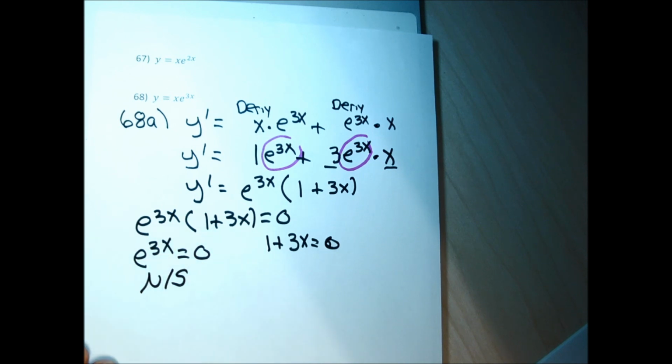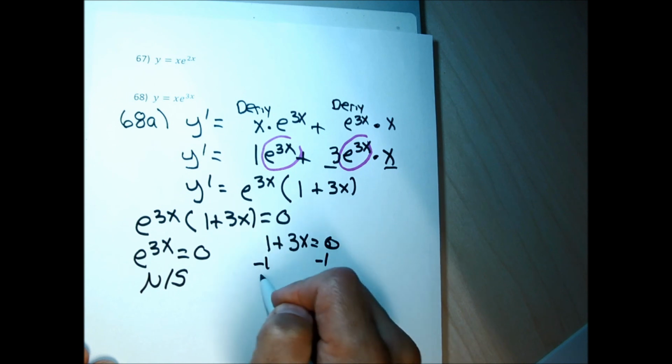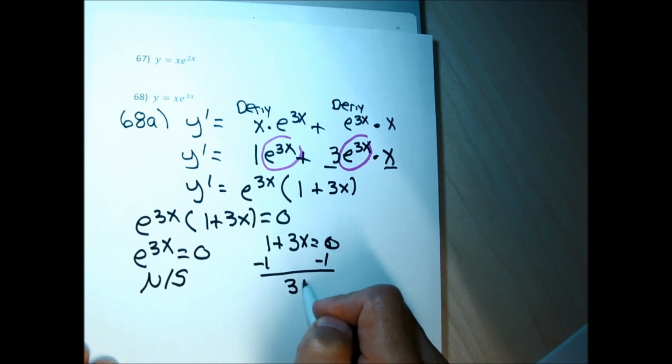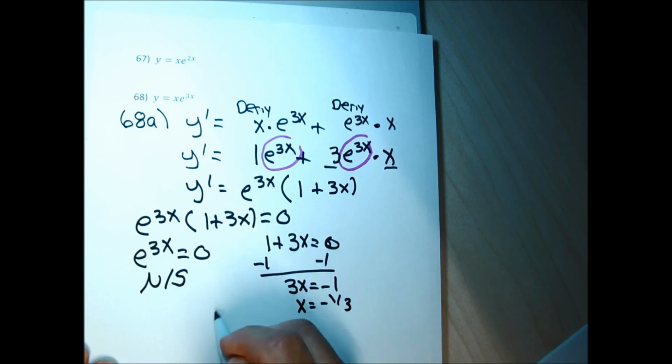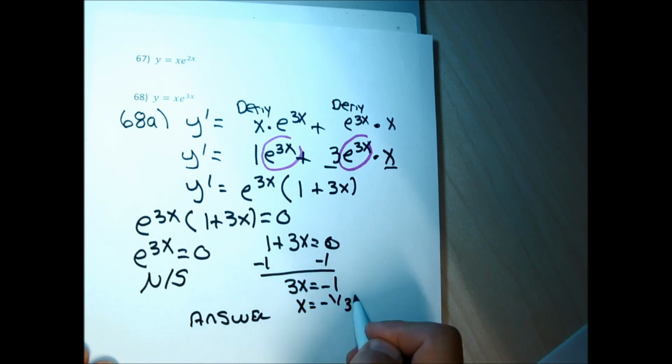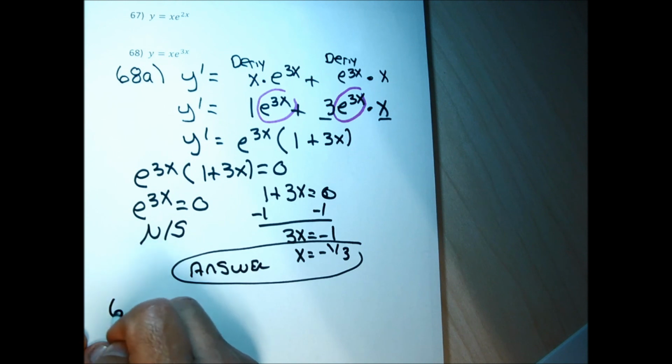E to the 3x equal to 0 has no solution. For the 1 plus 3x, I minus 1 from both sides and get 3x equals minus 1, and then I divide both sides by 3 and get x equal to negative 1/3. That's going to be my answer to part A. Now I'll move on to do 68b.